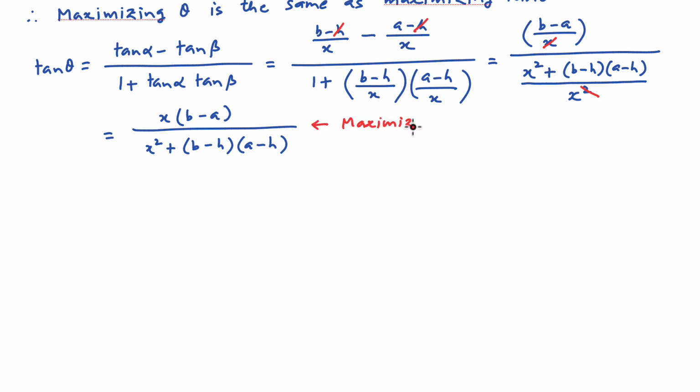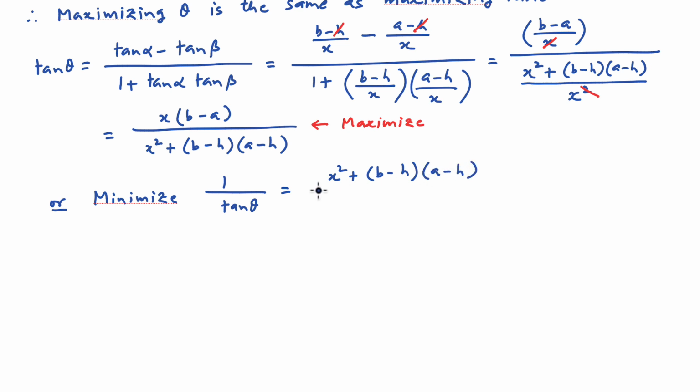Now, maximizing tan theta, or this expression, is really the same thing as minimizing the reciprocal of tan theta, which is 1 upon tan theta. And this is equal to x square plus (b minus h) times (a minus h) divided by x times (b minus a). Now, why did we do this? The simple reason, which will become obvious in a minute, is that this is a simpler expression to handle when we get into the calculus in a few steps. We'll come back to this point.